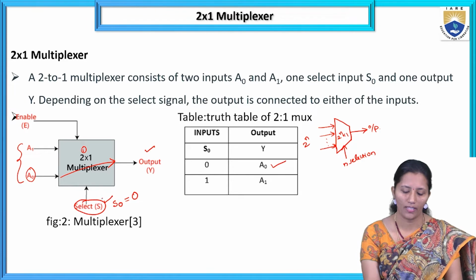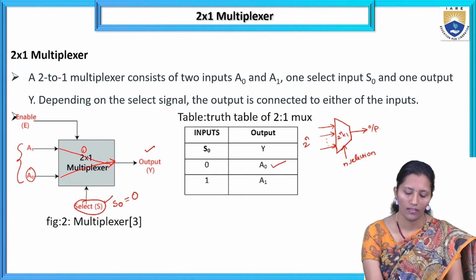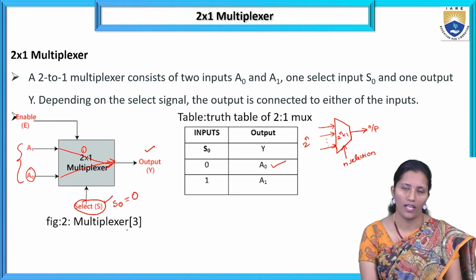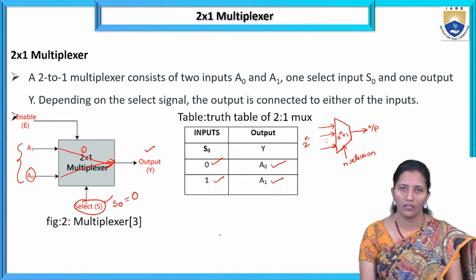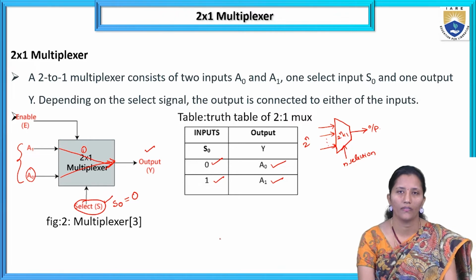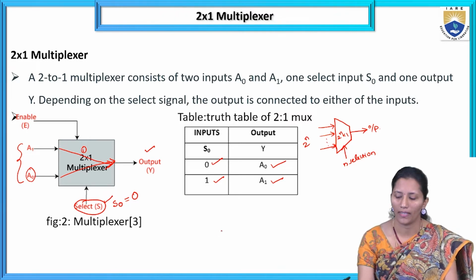Okay, if S0 is 1, A1 data will be transmitted to the output. So whether it may be 0 or 1, whatever the data present in A1, that will be transmitted to the output. So according to the selection line, if it is 0, we are getting A0. If it is 1, we are getting A1. So this is the functioning of the 2x1 multiplexer.